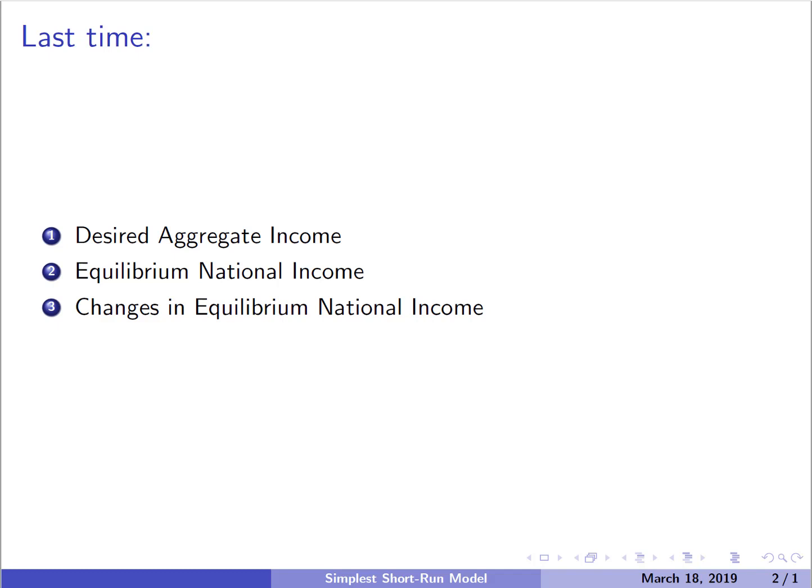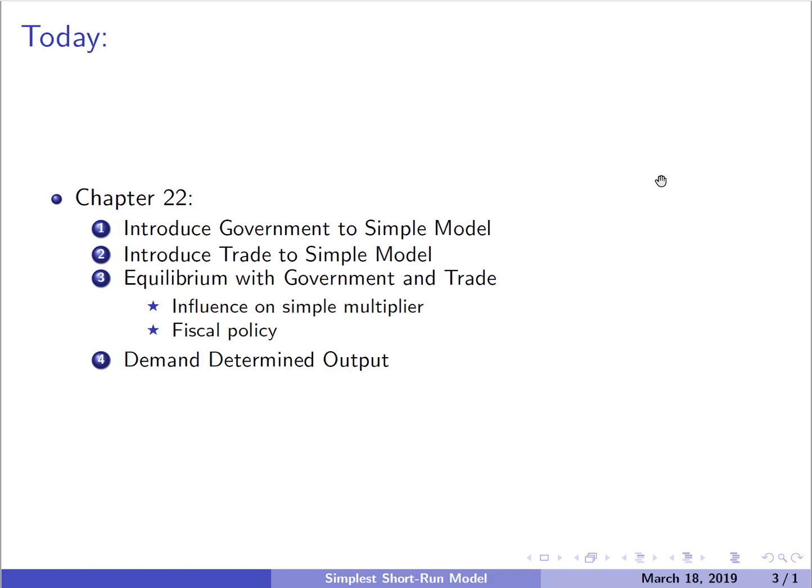So what we're going to do today is build on this really simple model of the macroeconomy by introducing two new elements. The first is we're going to reintroduce the government into this model. So the government's going to make purchases as well as tax people. We're going to talk about the introduction of that to the model and how it might change the model. We're also going to talk about introducing trade into this model, so exports and imports.